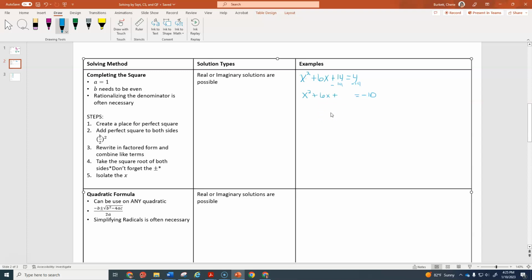So that means I'm going to put 9 right there, but I'm also going to have to add 9 over here. Now again, remember, this 9 came from half of 6 squared. Half of 6 is 3, and 3 squared gave me 9. That's where that 9 came from. So I took this number right here, took half of it. Now I'm going to write it in factored form. Its factored form is x plus, since this is a plus, and then half of that 6 was 3.